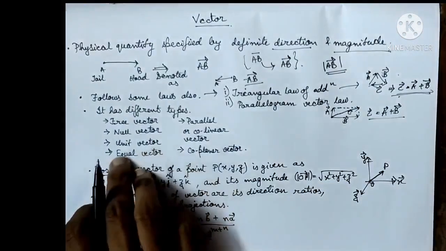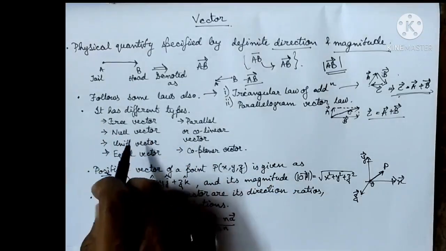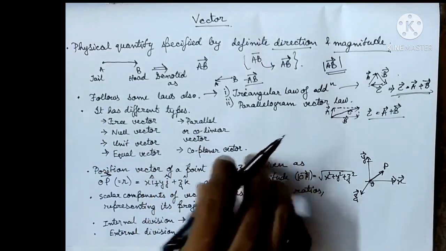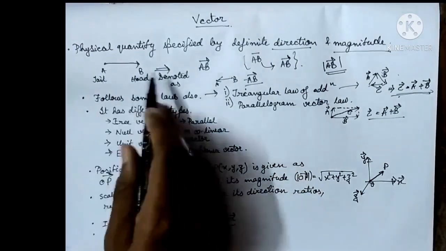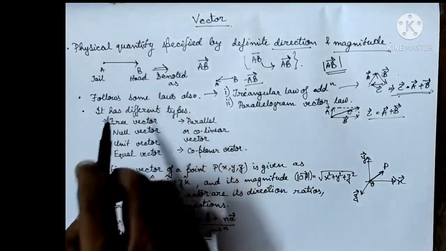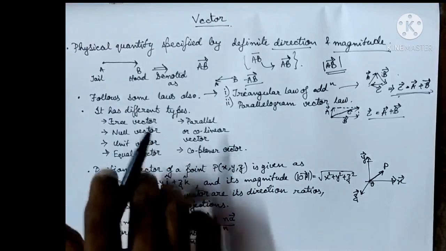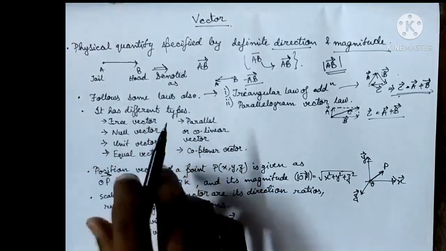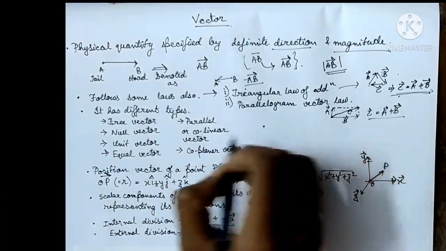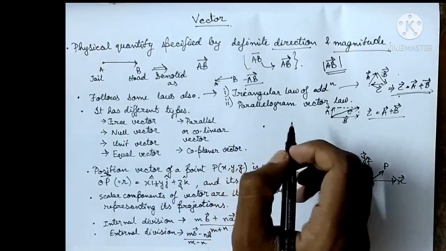Now let's move forward to the different types of vector. These are just the basic types. The free vector is this one, just 2 points, one as a tail and one as a head. Nothing more to know about it. The null vector is where the magnitude is 0 and it does not have any definite direction. I mean, this dot is a null vector. Its magnitude is 0 and obviously it does not have any direction.